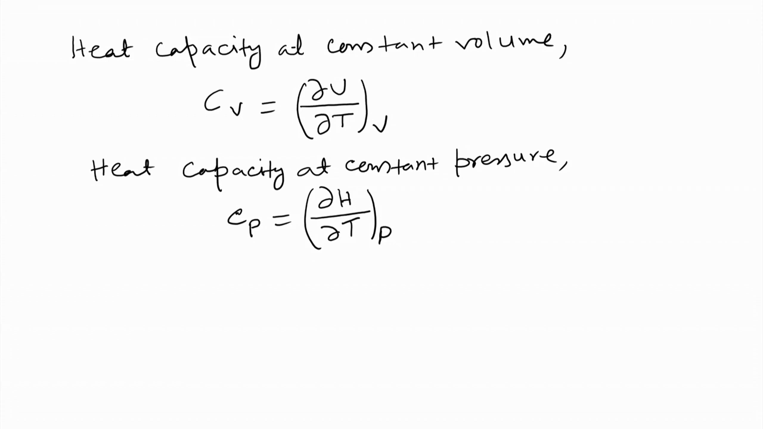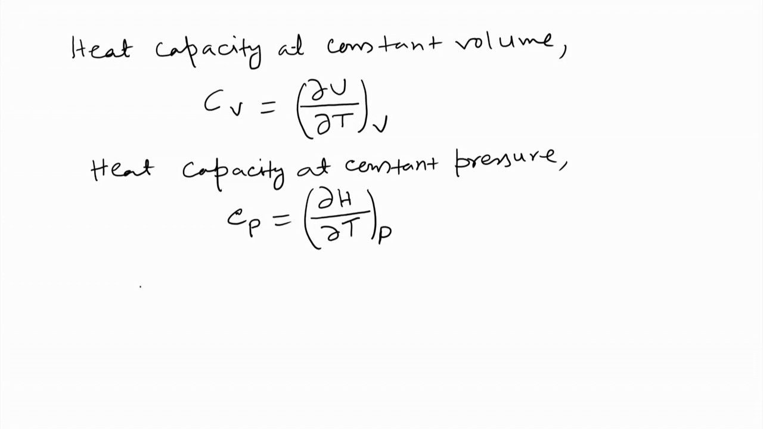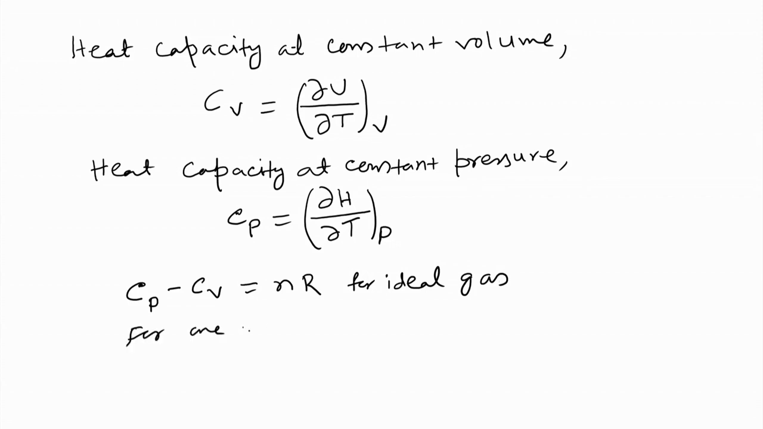Okay. And we talked about the relationship between Cp and Cv. We derived that Cp minus Cv is N times R for an ideal gas, where N is the number of moles. So for 1 mole, Cp minus Cv is R. So, we discussed this in the last lecture.